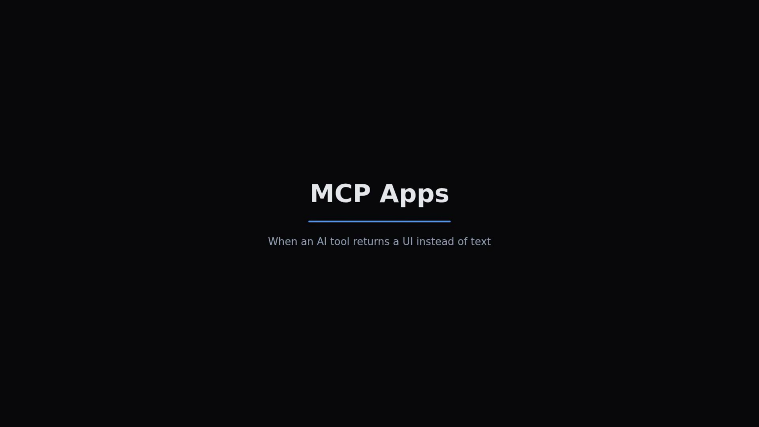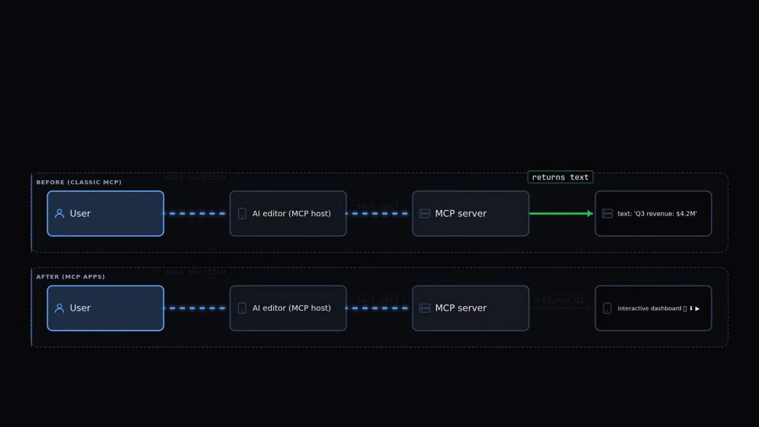MCP Apps Playlist 2, Episode 5: when a tool returns a UI, not text. Across this playlist, we've established something. When an AI agent uses a tool, the tool returns text. The model produces text. The orchestrator executes. The tool returns more text. Everything in the loop is text. That was true. As of January 2026, it isn't anymore.